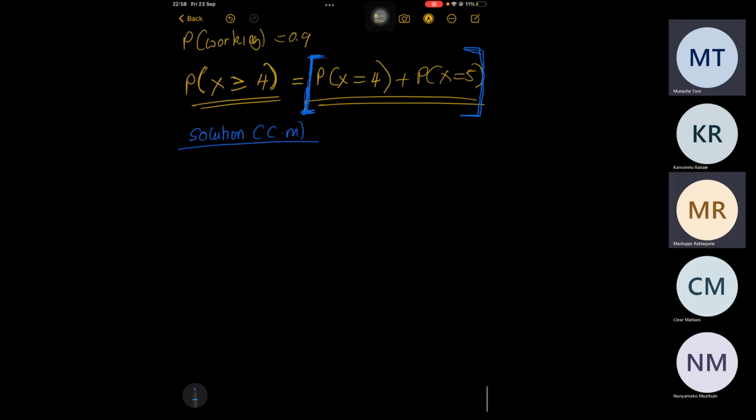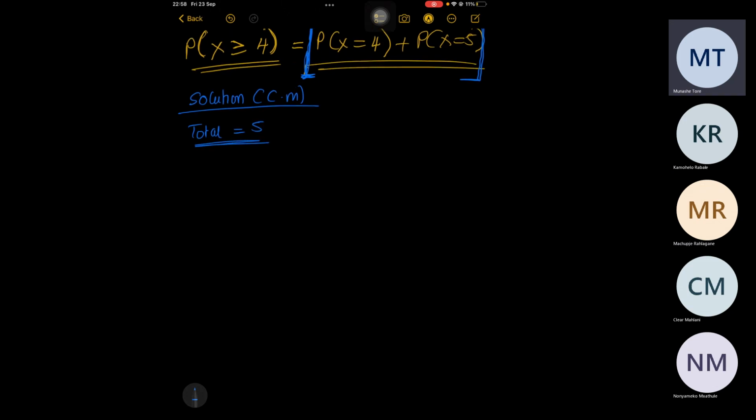Okay, we will say, the total number of components that we have is 5, isn't it? So if the total is 5, and you are saying 4 are working, then the probability of X is equal to 4 means that it's going to be the probability of 4 working, times the probability of 1 not working.